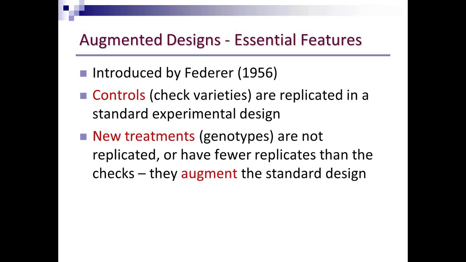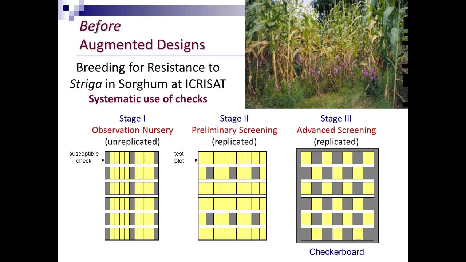Augmented designs were first introduced by Dr. Federer in 1956. Essential features are that check varieties, the controls, are replicated in a standard experimental design, and you generally have 2 or more controls. Also, you have a number of new treatments. In our case, those would be genotypes that are not replicated or have fewer replicates than the checks, and so they augment the standard design.